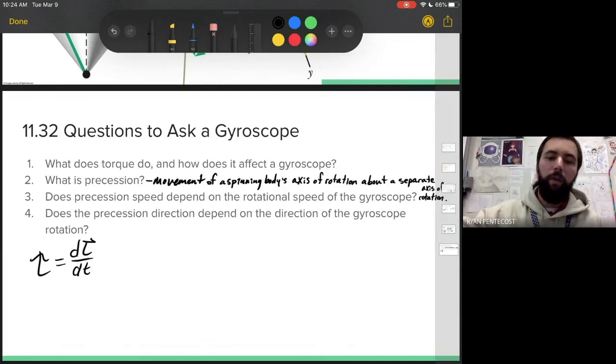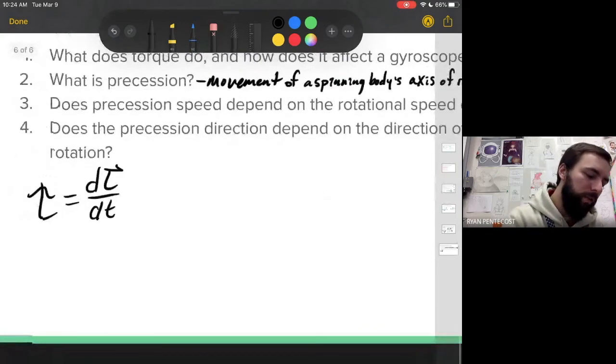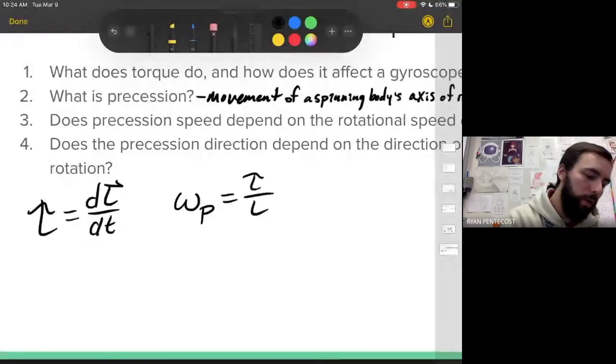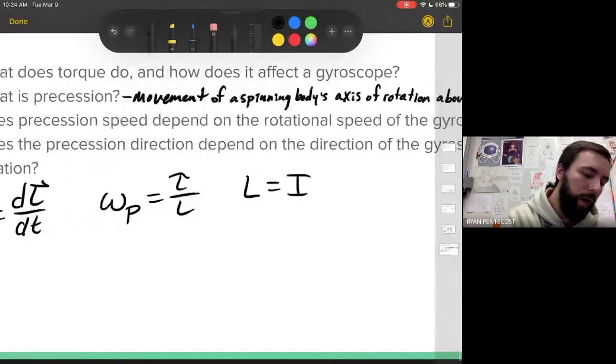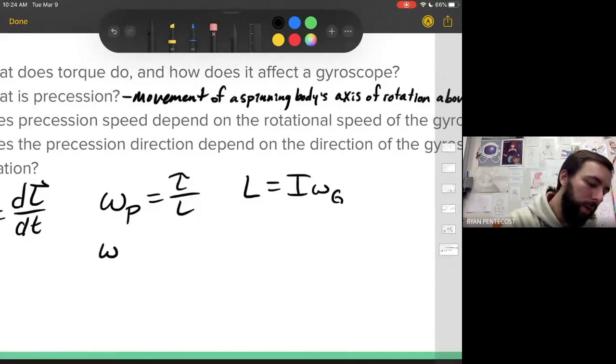Now, numbers 3 and 4. Does precession speed depend on the rotational speed of the gyroscope? So it actually does. We just defined that omega p equals torque divided by angular momentum. However, we know that angular momentum equals I omega, but that omega is the angular velocity of the gyroscope itself, which means that omega p has this inverse relationship. I'm going to use a squiggle instead of equal.